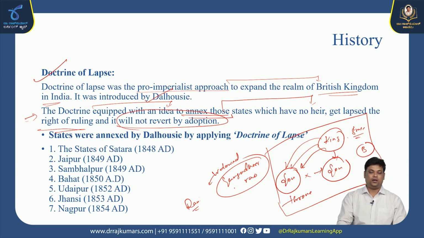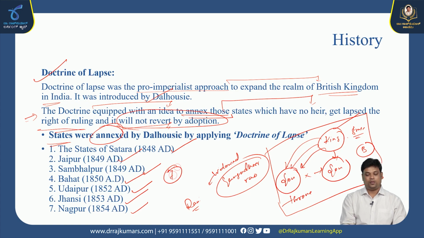Rani Lakshmibai's child died, and she adopted a son from the minister, and that son was not legally accepted by the British, and they took control of the state. So the states were annexed by the policy of Dalhousie by applying this doctrine of lapse. Satara, Jaipur, Sambalpur, Bhat, Udaipur, Jhansi, Nagpur, a total of 7 states got annexed, in the respective years. You can remember Jhansi, 1853, it was annexed.